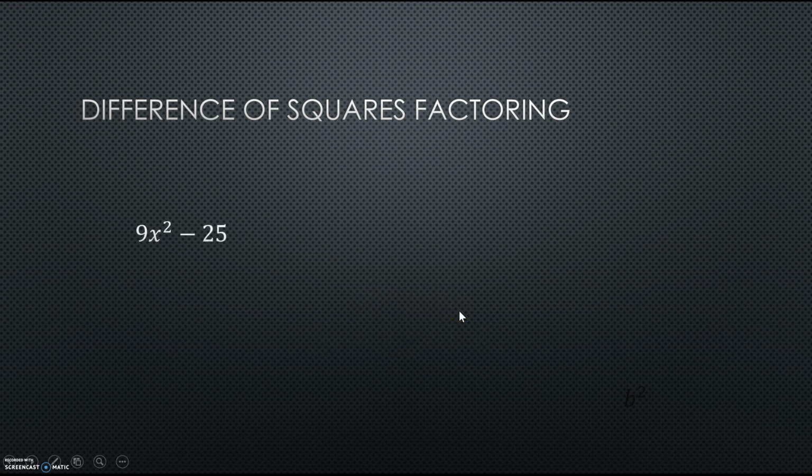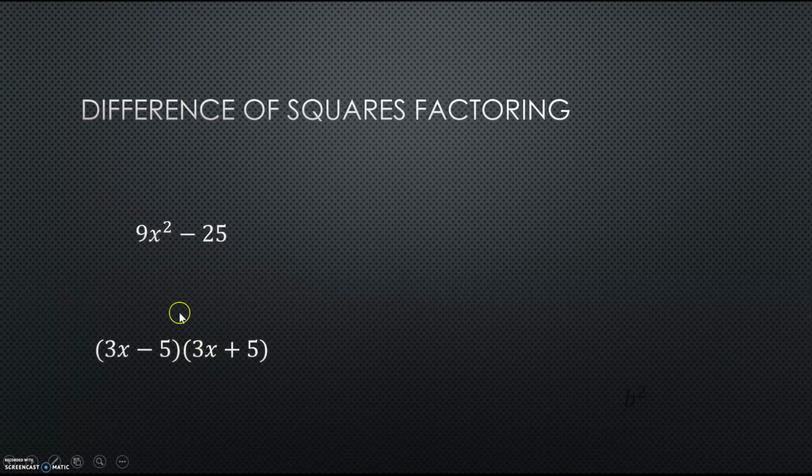Let's take a look at a couple of examples. This is an example of a difference of squares. 9x squared is the same as 3x quantity squared, and 25 is the same as 5 squared. To factor this, I just have to think about what I multiply by itself to get 9x squared, and what I multiply by itself to get 25. Of course, 3x times 3x gives me my 9x squared, and 5 times 5 gives me my 25.